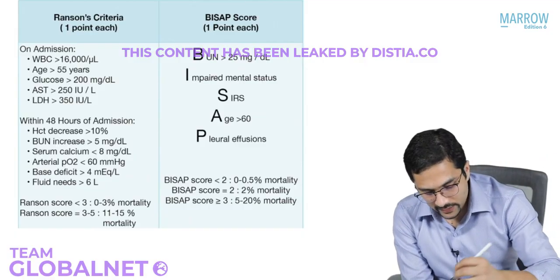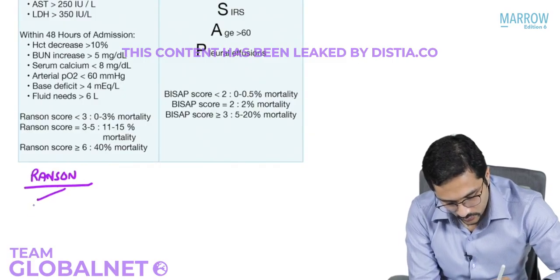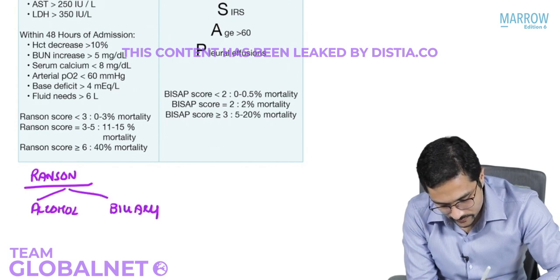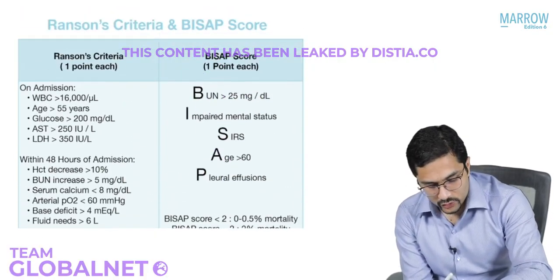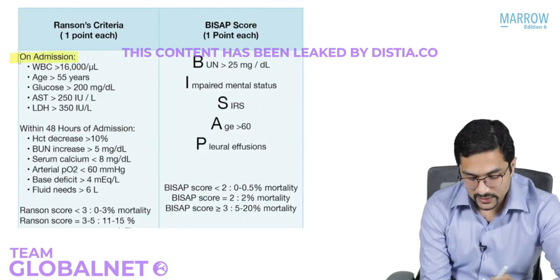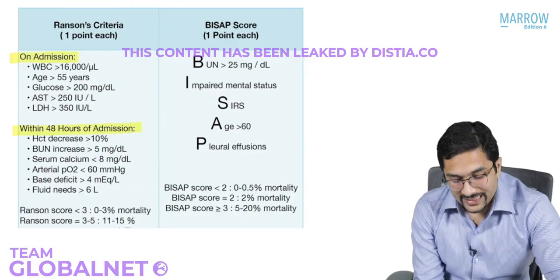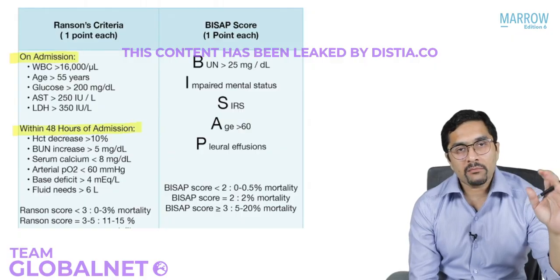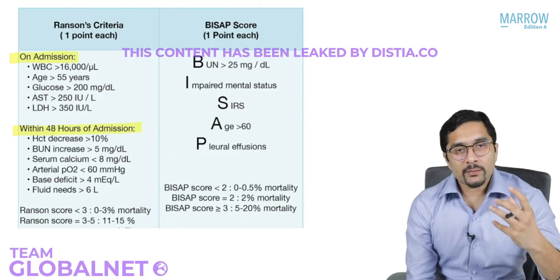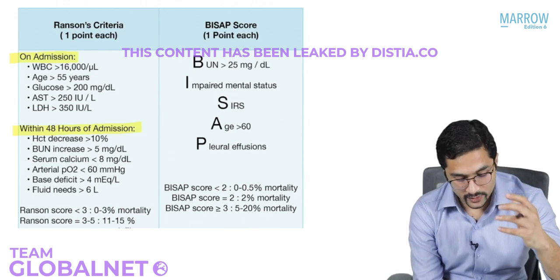It has been asked multiple times in the exam, and the Ranson's criteria is different for alcohol-induced pancreatitis, and you have a different criteria for biliary pancreatitis. Right? And another thing which you should know in Ranson's criteria is that there are certain values which are measured on admission and certain which are after 48 hours of admission. Okay, and Ranson scoring you need to remember for the exam, because this was at one time a pet favorite of the PGI exam. So this can even be asked in the INI CET exam, and you should remember the values of the Ranson scoring.